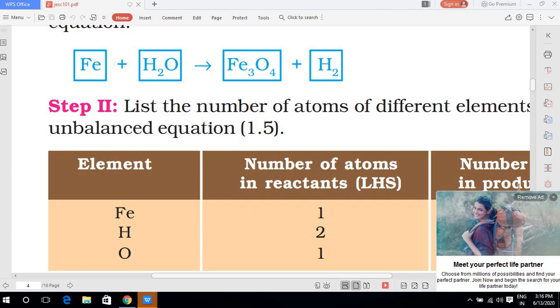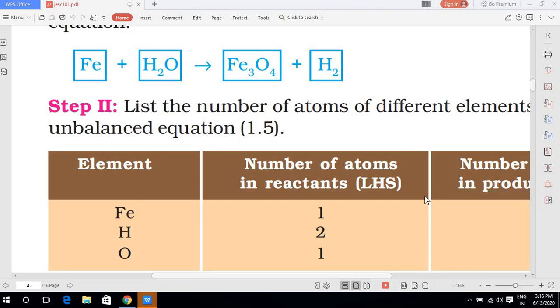Now the next step is to write down how many iron, how many hydrogen, and how many oxygen there are. In the first column, we are writing the quantities before the reaction. Before the reaction, we have only one iron, two hydrogen here, so we write 2, and only one oxygen, so we write 1.